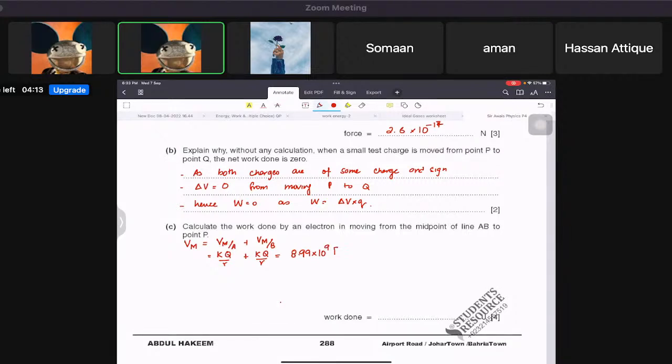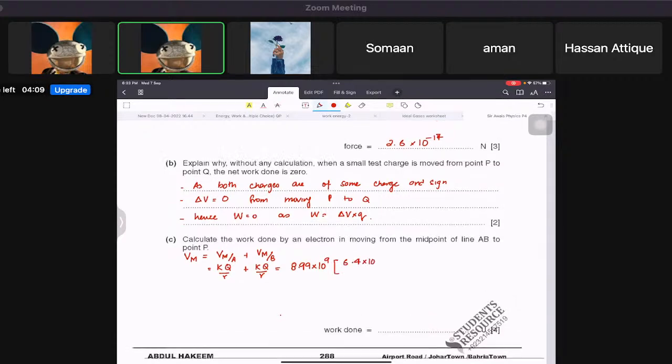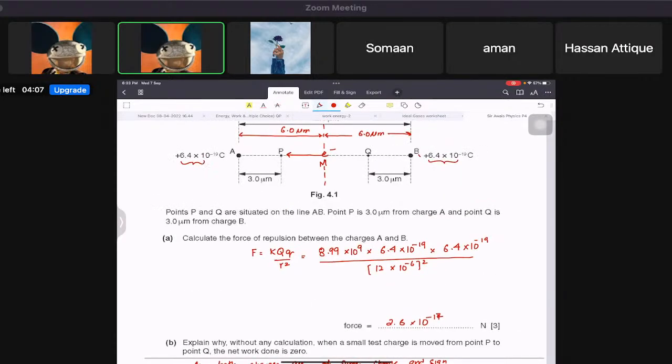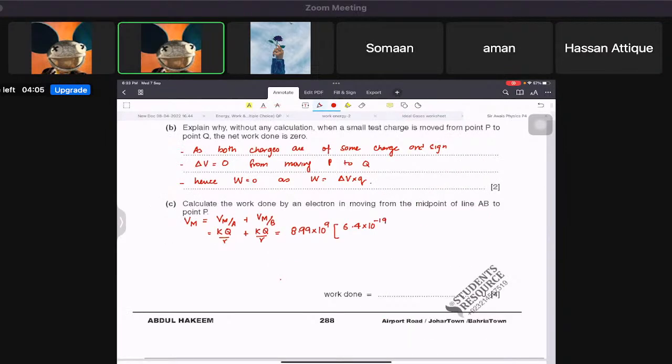Okay, then you might be confused, so we don't want to do that. 6.4 times 10 raised to power, I think it was minus 19, divided by the distance, which is basically 6 times 10 raised to power minus 6, plus 6.4 times 10 raised to minus 19 divided by 6 times 10 raised to minus 6. So a 4-mark question would require some work.